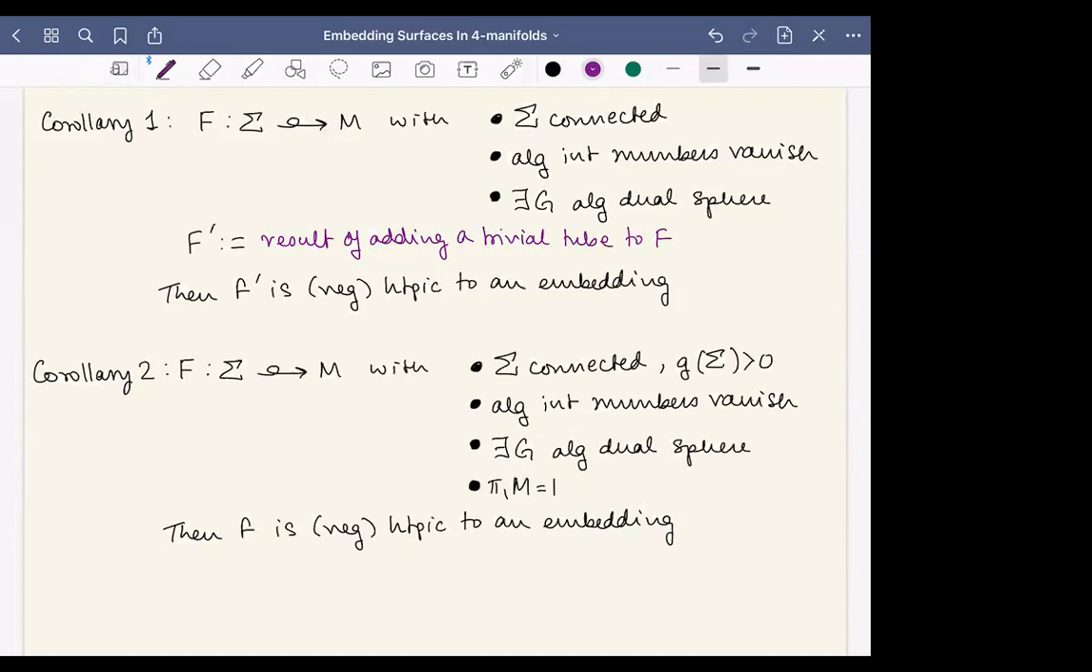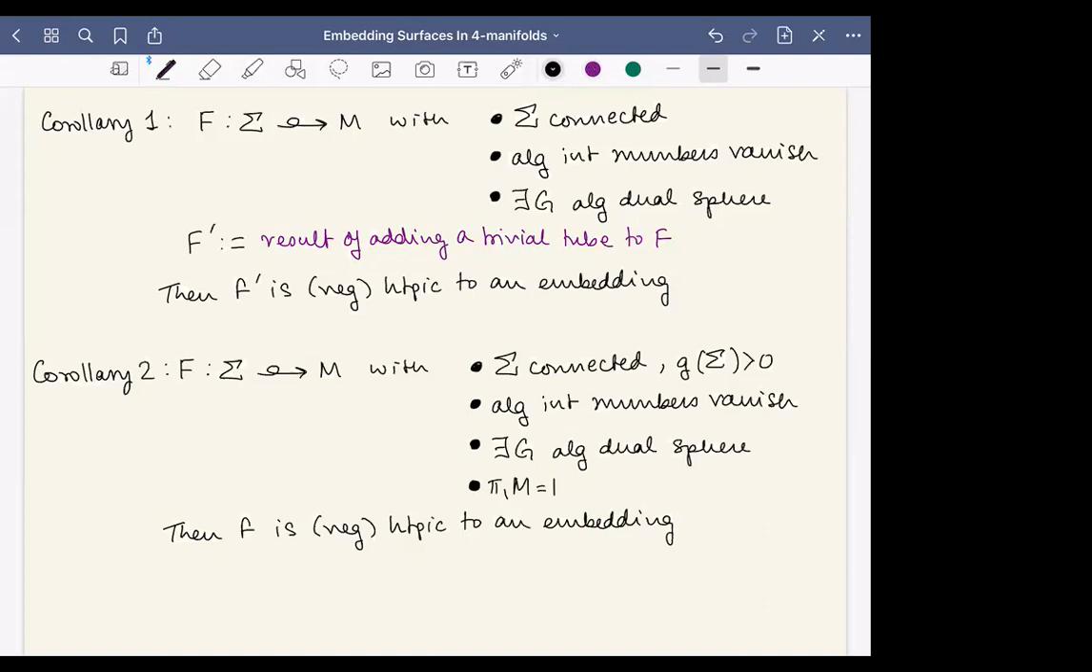Second corollary, suppose you have a connected surface, but now you have positive genus necessarily, and the ambient manifold is, say, simply connected, still with these requirements on intersection numbers and the dual sphere. Now you don't even have to do any stabilization. You immediately know that you're regularly homotopic to an embedding. Here's an example that's kind of concrete, if you like that.